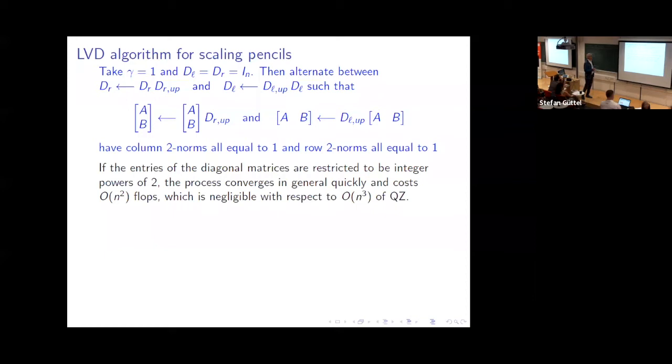And so here's the algorithm to do that. You take gamma equals 1 because gamma is not really important. You start with a diagonal scaling, and then you look at the matrices AB, and with an updating of the left and the right transformations, you make sure that all the columns have norm 1. That's very easy to do. That's always possible. You compute these norms, and then you divide so that they become norm 1. If the entries of the diagonal matrix are restricted to be integers, the process converges in general quite fast.